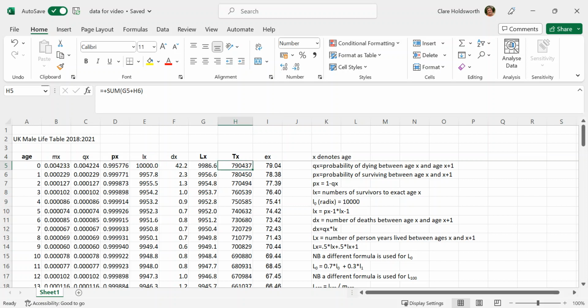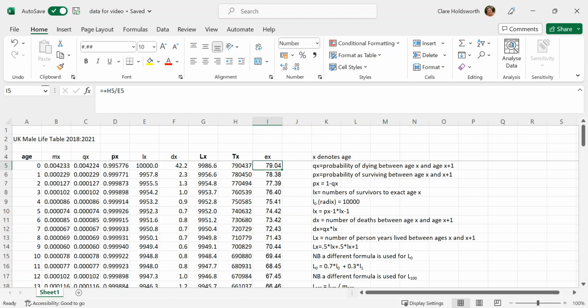So if we divide the T0, which is 790,437, if we divide that by 10,000, we get 79.04, which is the life expectancy at birth for this life table using the assumptions that I have used to calculate the life table. And I have made a number of simplified assumptions. The ONS calculation of their life table is a little bit more complex, but I didn't want to be showing you too many assumptions.